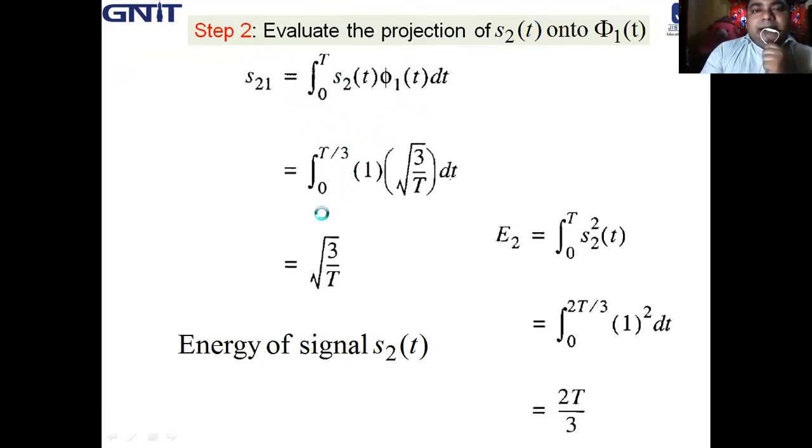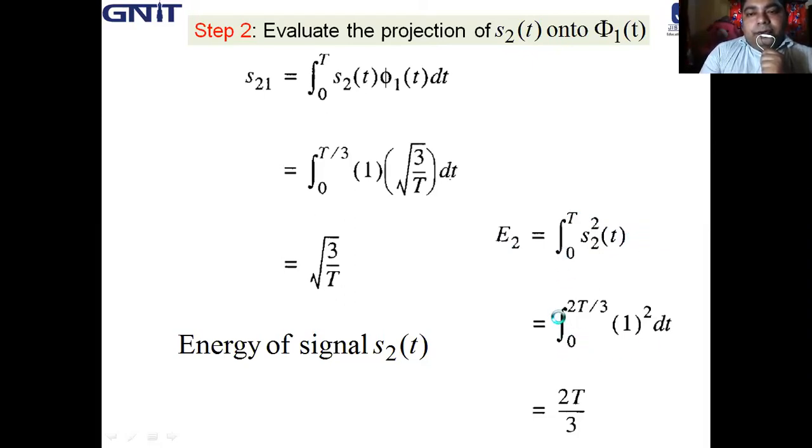So phi 1(t) exists only from 0 to T by 3, and S2(t) has an amplitude of 1, and phi 1(t) is root over 3 by T. So S21 is again root over 3 by T. And the energy of signal S2(t) is, say, E2, which can be calculated using the integral from 0 to T of S2 square (t) dt. Sorry, here a dt should be present.